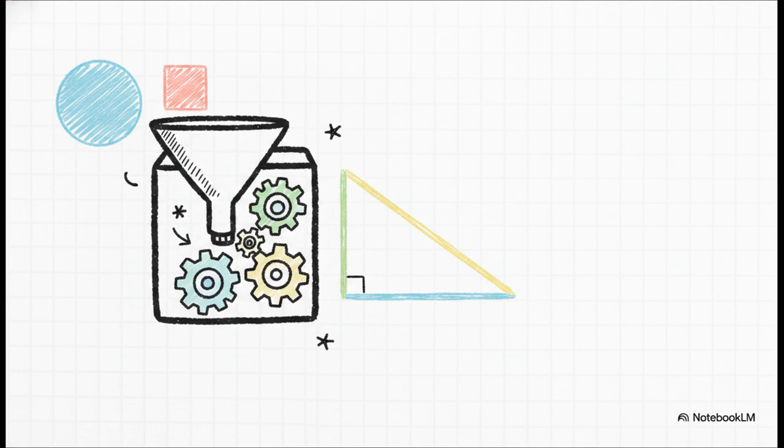Let's make A equal 5 and B equal 3. Term 1 is 5 squared plus 3 squared, which is 25 plus 9, giving us 34. Term 2 is 25 minus 9, which is 16, and term 3 is 2 times 5 times 3, which equals 30. Look at that. Just through some simple algebra, we've generated a brand new triplet, 34, 16, and 30. It's an incredibly powerful tool.